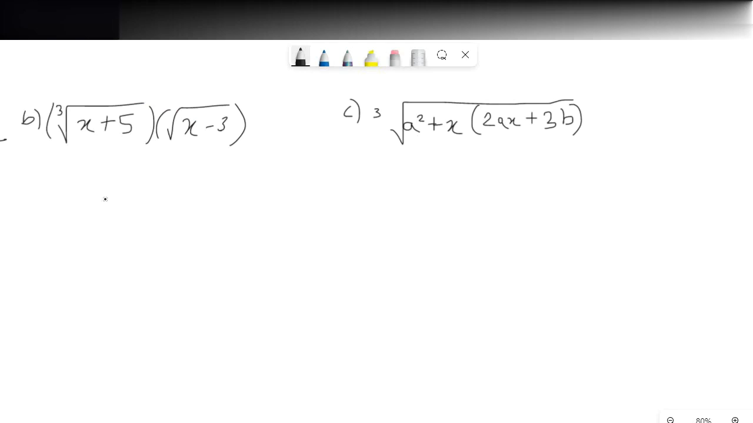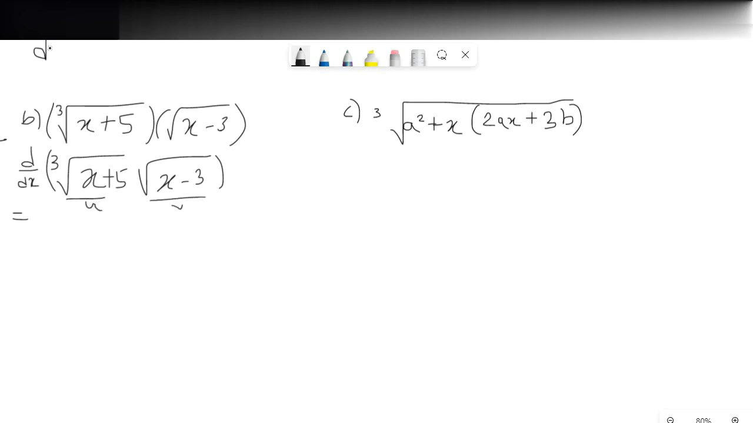So now let's move on to number b. So we have to find the d/dx of this function, which is cubic root of x plus 5 multiplied with the square root of x minus 3. Now using the same formula for product rule, we have this as u and this as v.